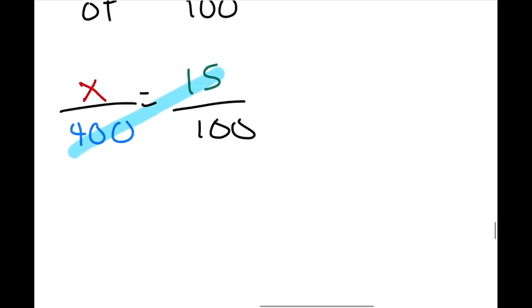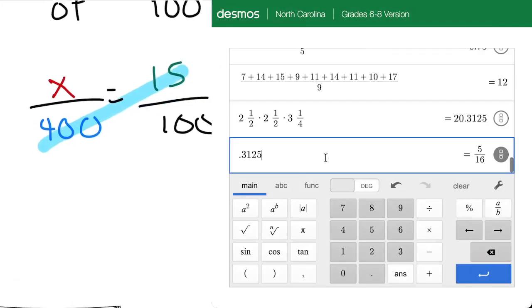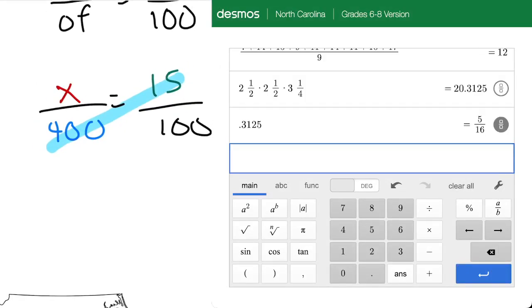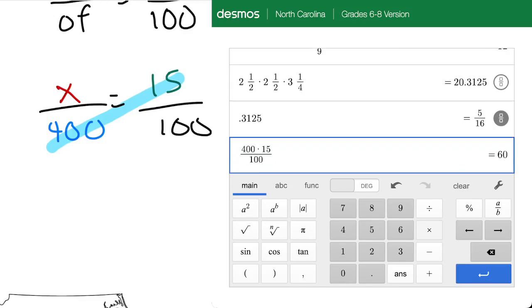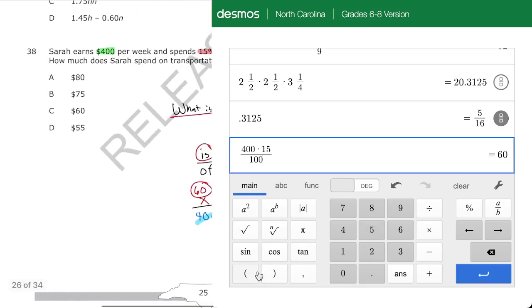Open up Desmos. We're going to say 400 times 15, and then we're going to do all of that divided by 100. That gives us 60, which is exactly what we said before. That is answer choice C.